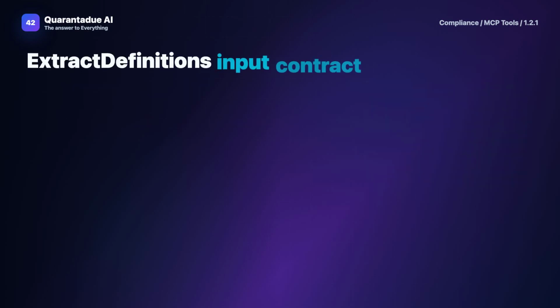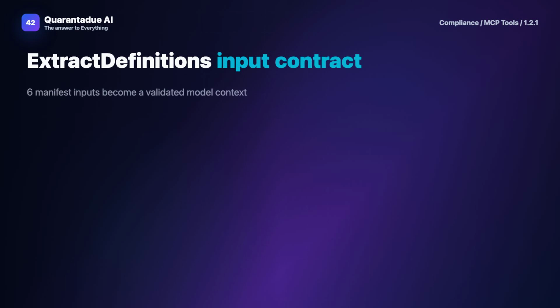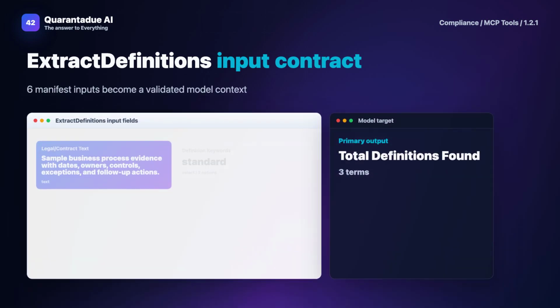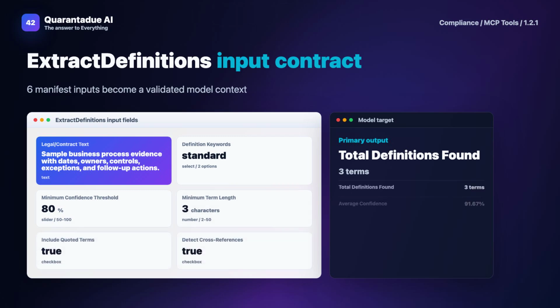Extract definitions starts with a defined input contract. Typical inputs include legal contract text, definition keywords, minimum confidence threshold, minimum term length, and include quoted terms. Keeping these fields explicit reduces ambiguity and makes every run easier to audit.